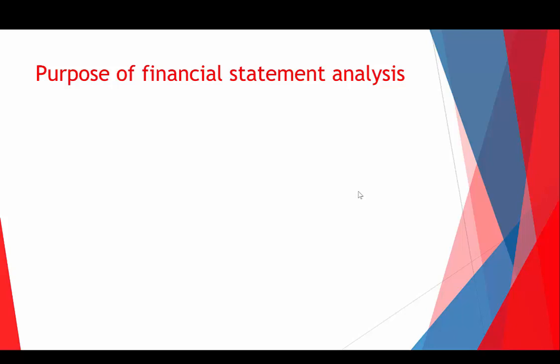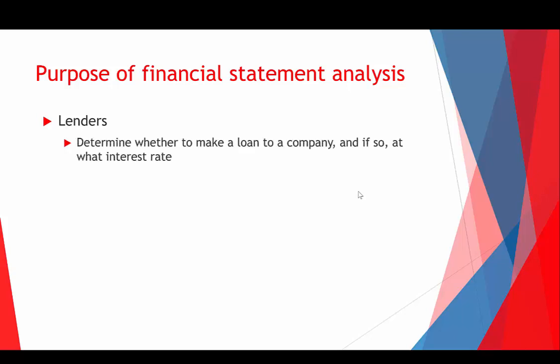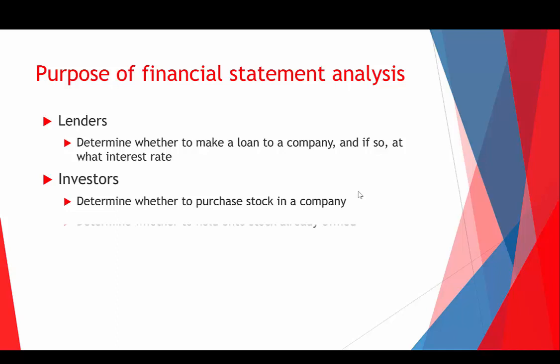But all right. So the purpose of this is there's 3 main groups that are going to use it, and in financial accounting, we're mainly concerned with lenders and investors. So lenders want to determine, should they make a loan to the company, and if so, at what interest rate. Investors want to decide whether to purchase stock in a company, or maybe they already hold the company and the company issues new financial statements and they can check out what the new ratios are saying.